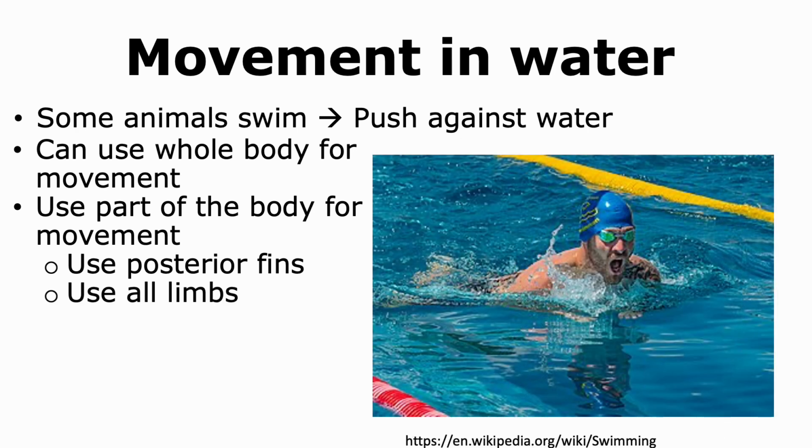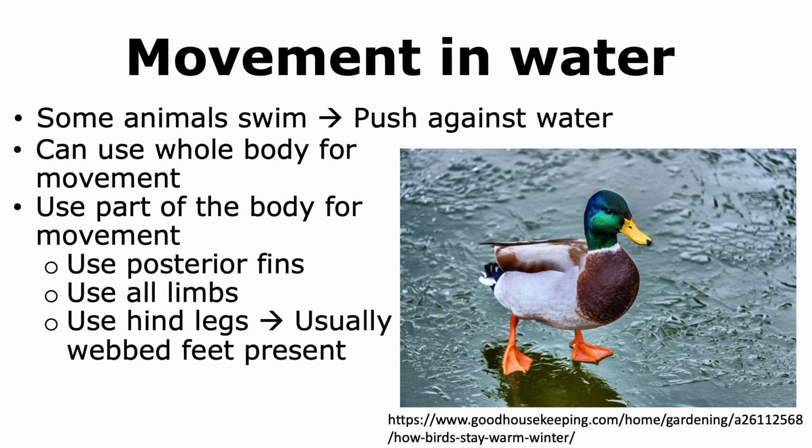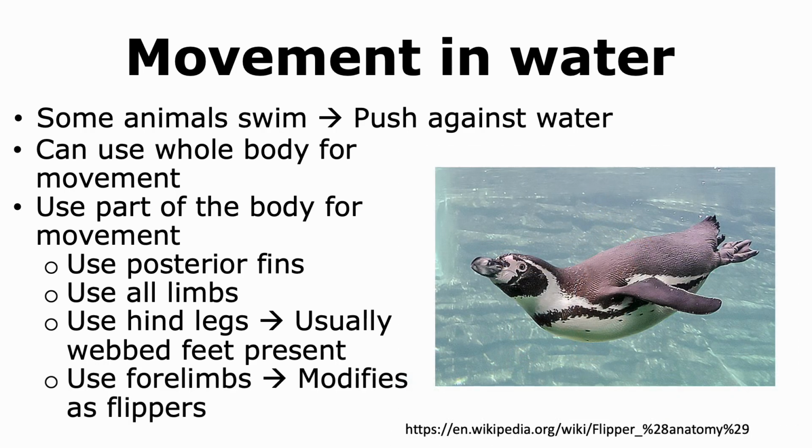Some animals, like us, use all their limbs when they would like to move in water, while some other animals will just use their hind limbs in order to move in water. In such situations, these animals, like ducks, usually will have webbed feet. Other animals use their forelimbs to propel themselves in water. And in such situations, these forelimbs are usually modified as flippers. We can see this with penguins, seals, otters, and other types of animals.